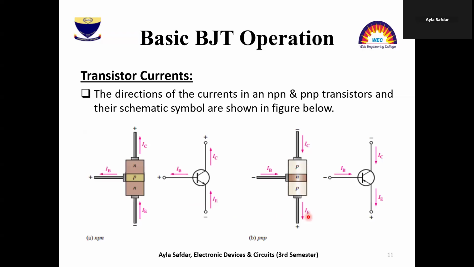You can see these directions shown here. This is the electron current movement that we have: electrons moving from the emitter towards the base terminal. A few electrons move towards the base terminal to contribute to IB. The rest of the electrons move towards the collector terminal, and IC is flowing through here.